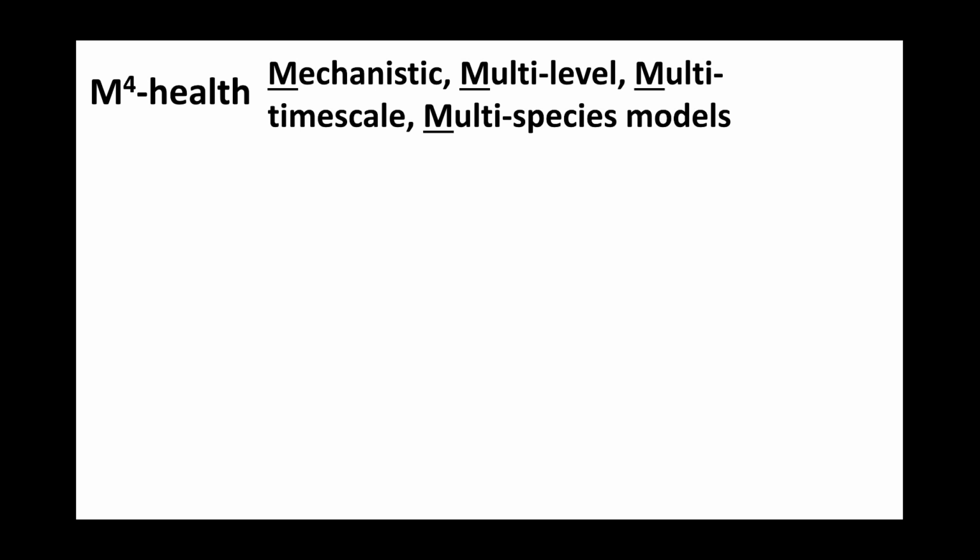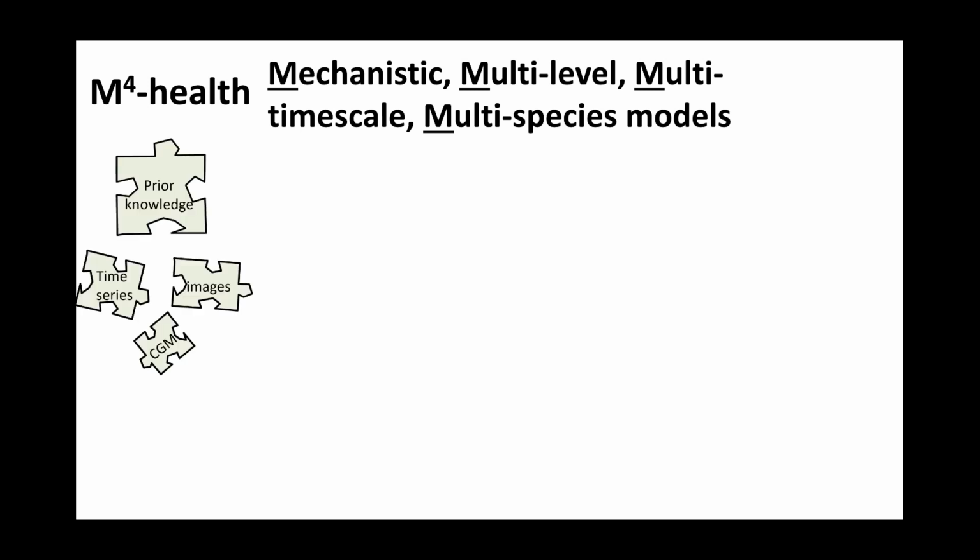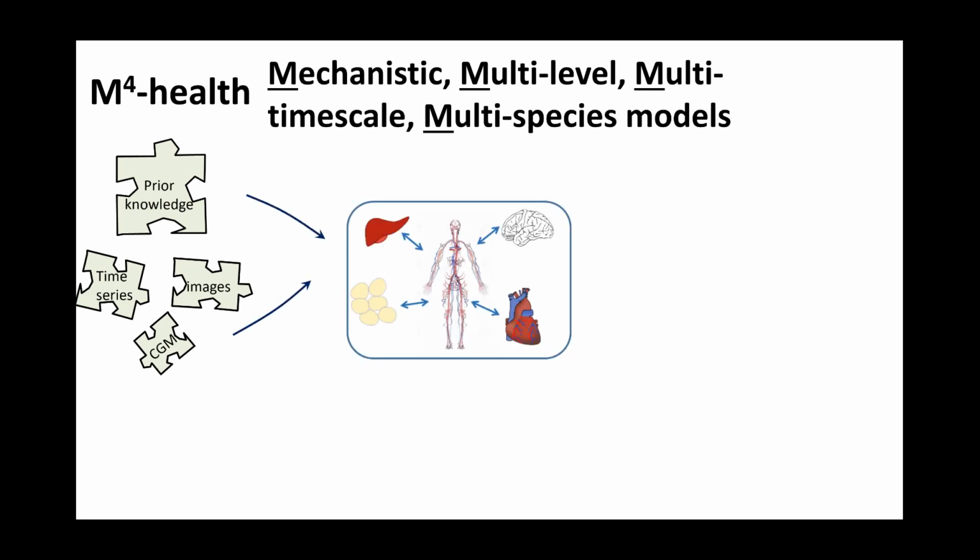I started by presenting the concept M4 Health, models for health. And what type of models? Well, it's M4 models: mechanistic, multi-level, multi-timescale, and multi-species models. And these models are mechanistic because we have constructed them based on prior knowledge, and using time series images, continuous glucose measurements, and all sorts of other data and knowledge to incrementally and in a systematic way lay the puzzle of the human body.